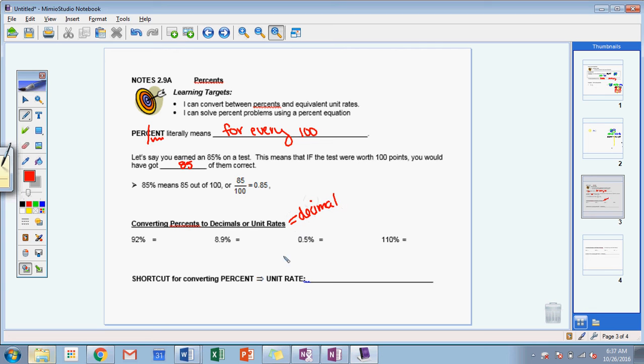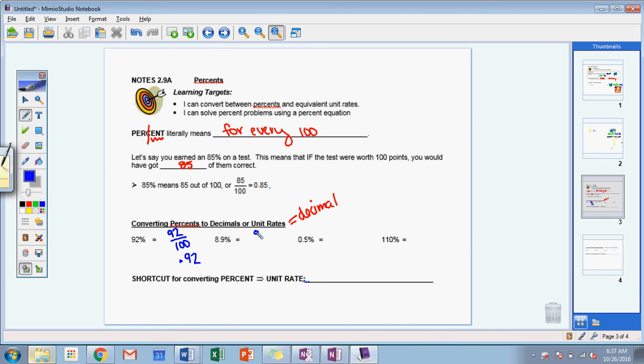So if percent means out of 100, we can take these percents and figure out what they are as a decimal by writing them out of 100. So 92% is the same thing as 92 out of 100. I want you to take your calculator right now, pause the video if you need to, and do 92 divided by 100 and write down what you get. You should get 0.92.